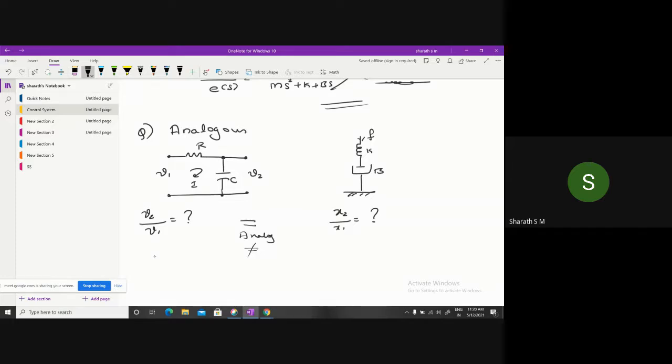So what is V1 from the electrical circuit? What's the equation for V1 of t? Input equation is very good.